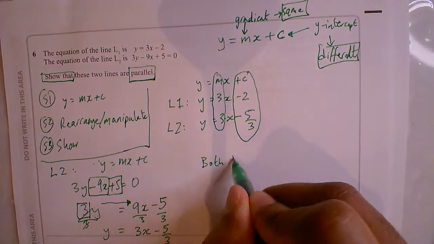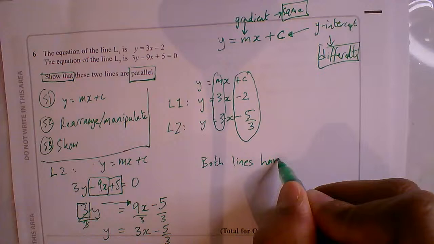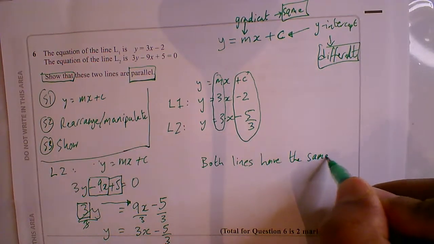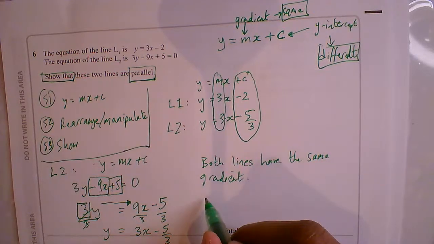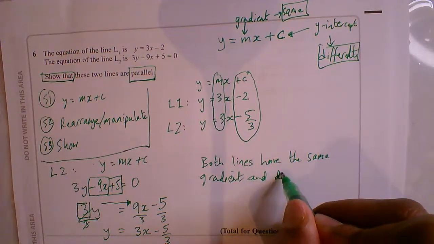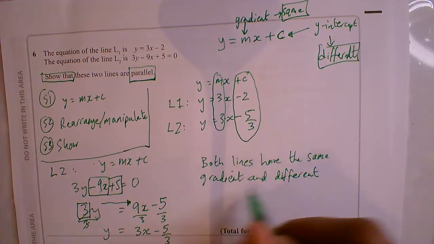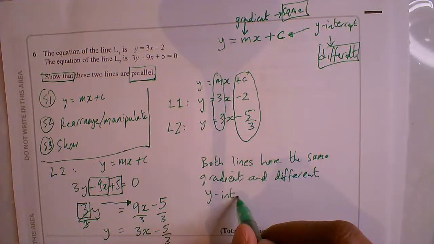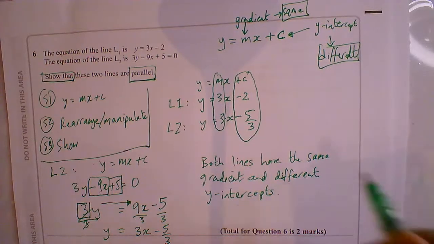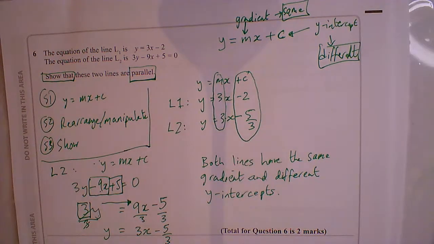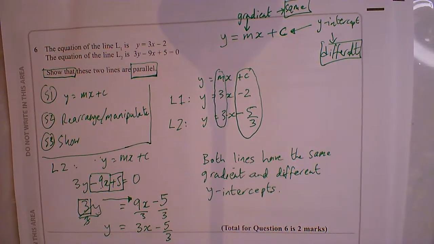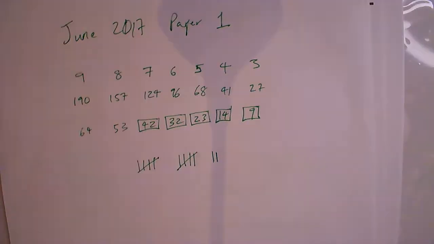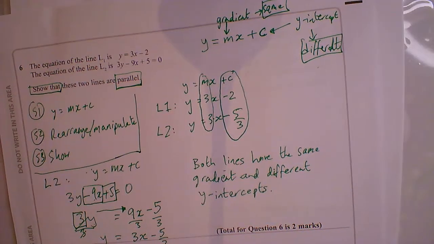So I can just state that as well. Both lines have the same gradient and different y-intercepts. You actually don't need to write that sentence down, but I've shown that and made it clear to the examiner. So that's done. Question 6 is worth 2 marks. That took us a bit of time actually. So we've banked 12 marks so far. Let's look at the next question.